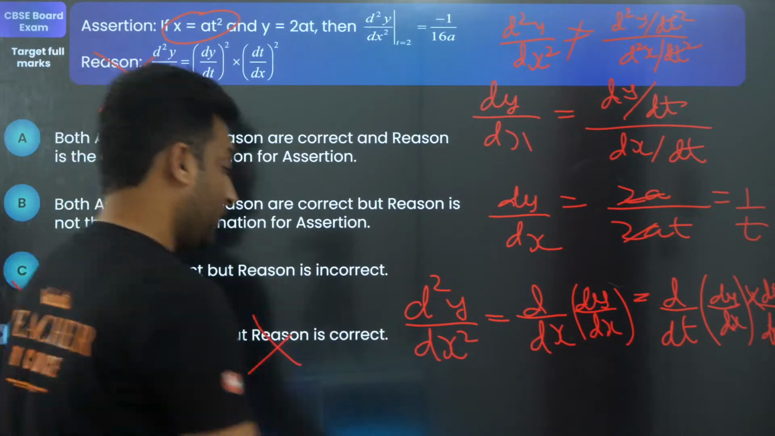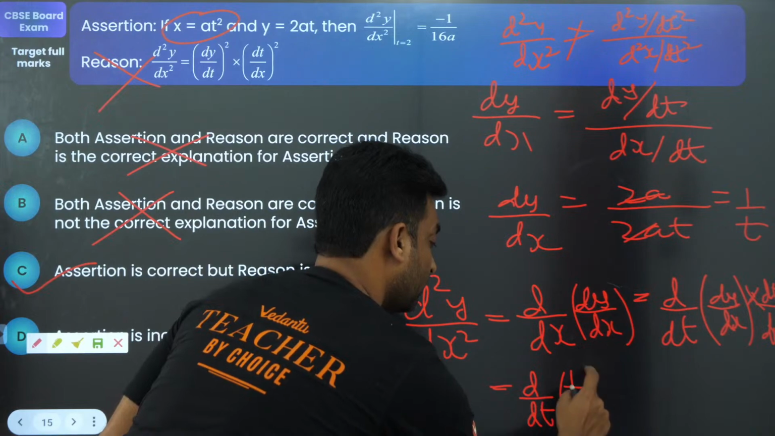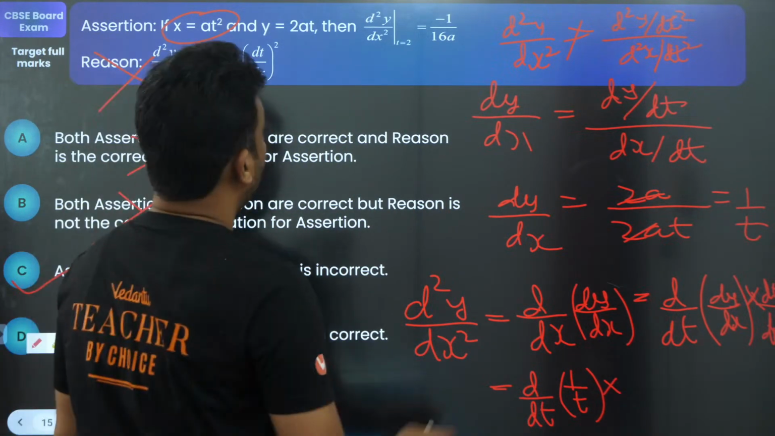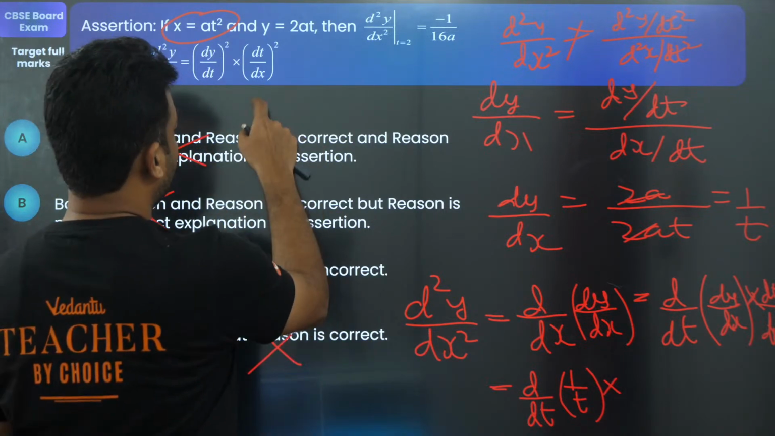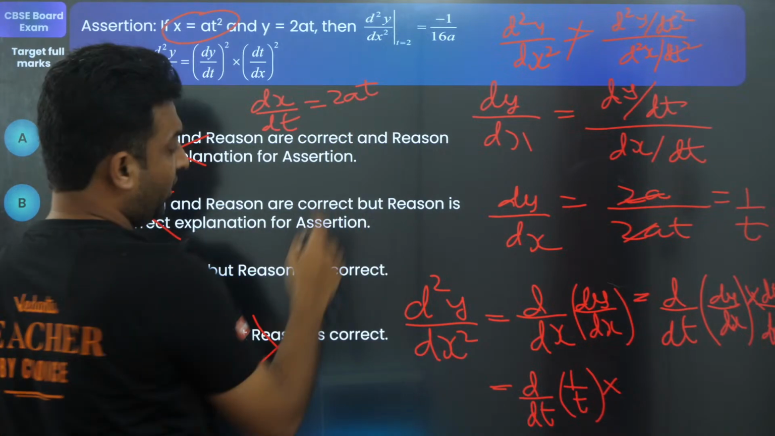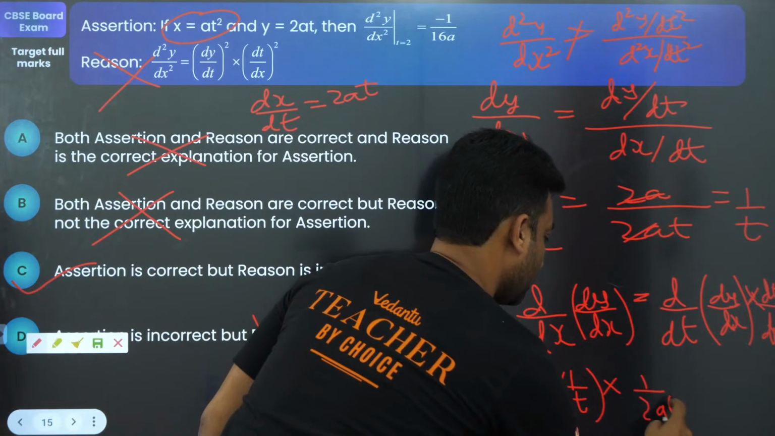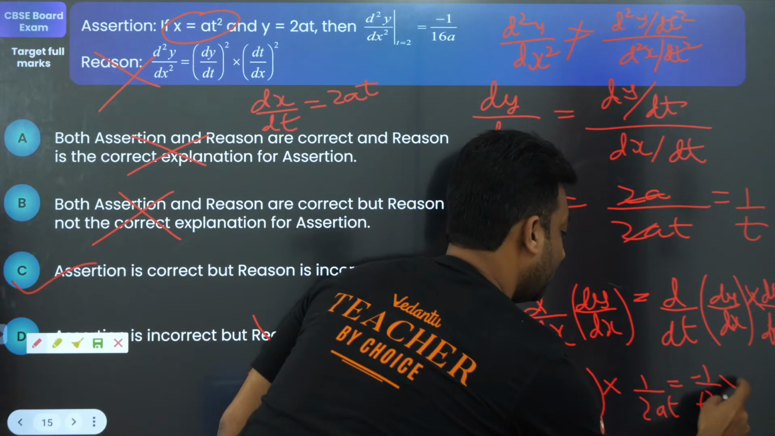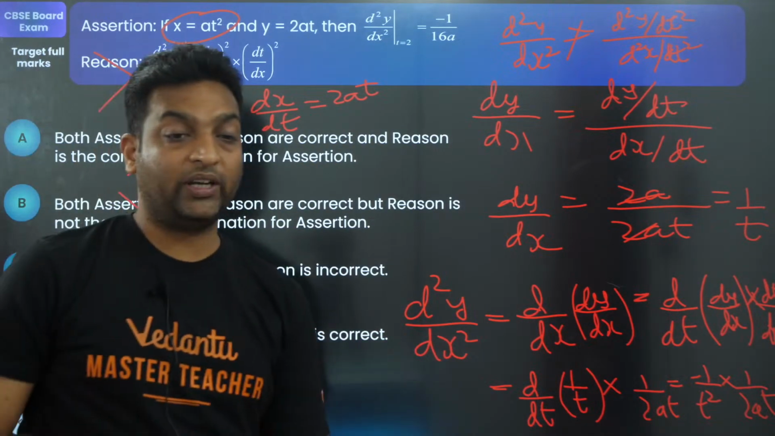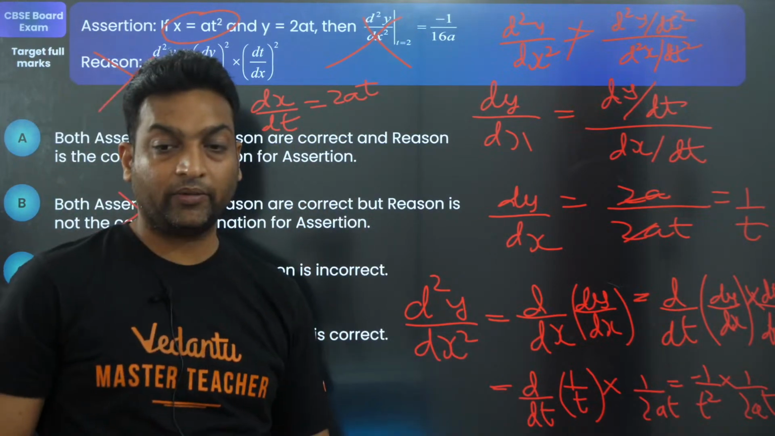Very important. So it is d by dt of 1 by t into dt by dx, that is 1 upon dx by dt. What is dx by dt here? It is 280. So dt by dx will be 1 by 280, giving minus 1 by t square into 1 by 280. This is the answer, minus 1 by 280 t cube, which here is correct, the reason is incorrect.